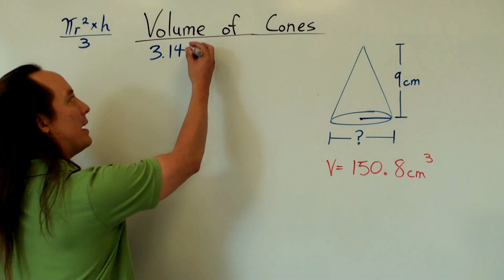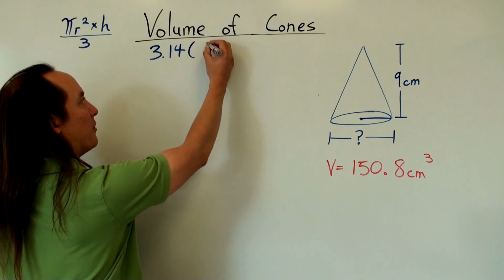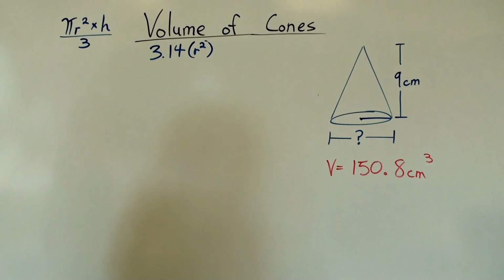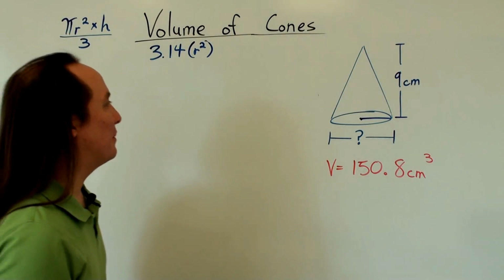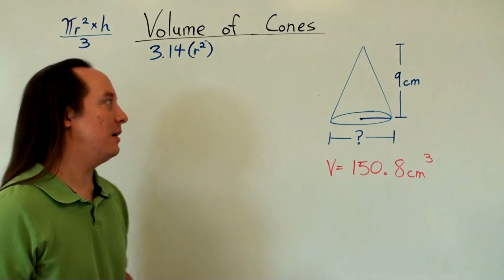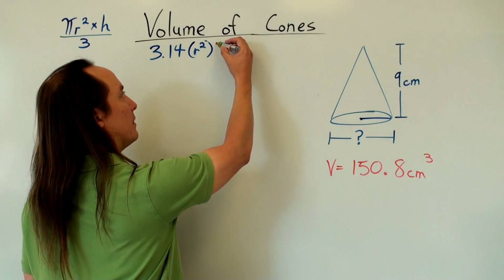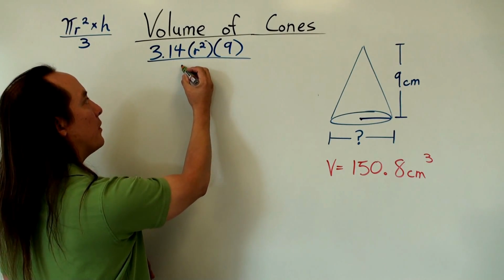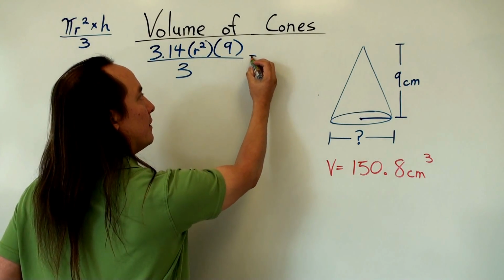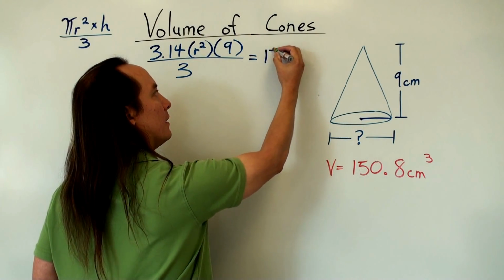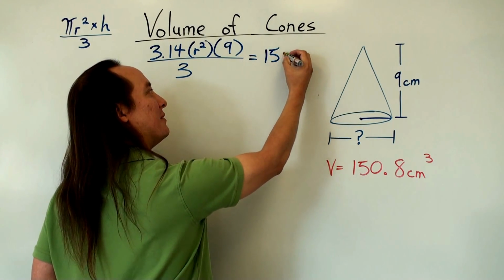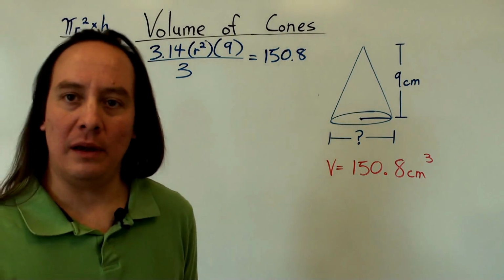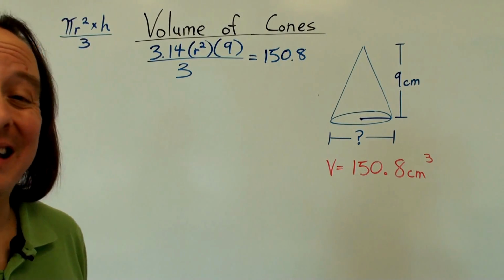So 3.14, and for radius I'll just go ahead and put parentheses for now. Radius, we don't know what the radius is going to be yet, okay? But we do have height, so I can go ahead and put the height there, another pair of parentheses. Height is 9. All of that will be divided by what? By 3. And this is equal to 150.8. Okay? So that's basically how we set up the equation, and now we just got to get to solving it.